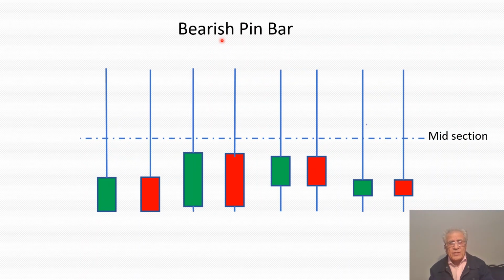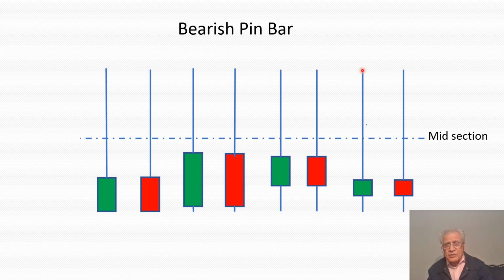In this graph, we see a bearish pin bar. Now, as per the definition we talked about, when the body of the candle is below the midsection of the total length, it is considered a bearish pin bar, regardless of the color. For example, this is considered a bearish pin bar. This is the same thing. The reason is, let's say we talk about this one.